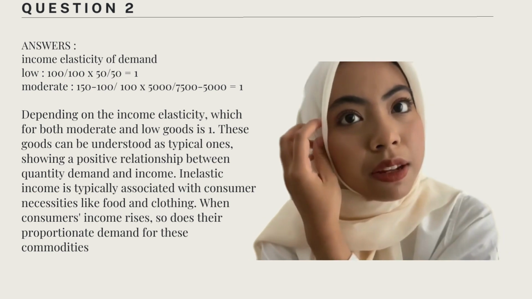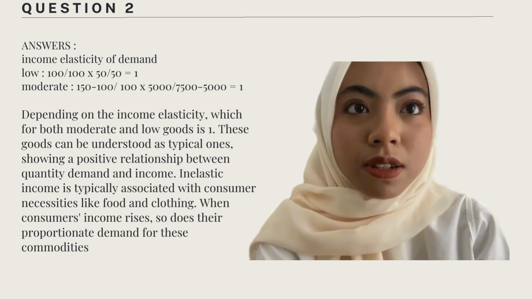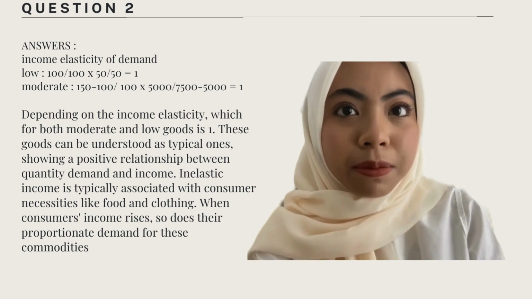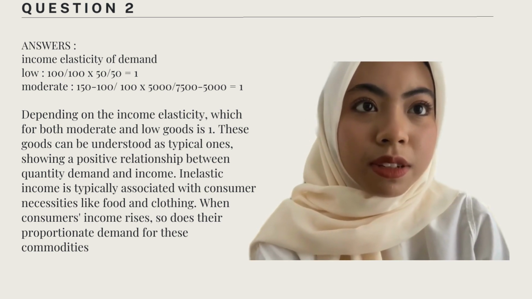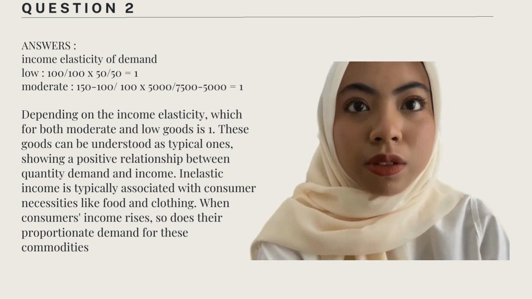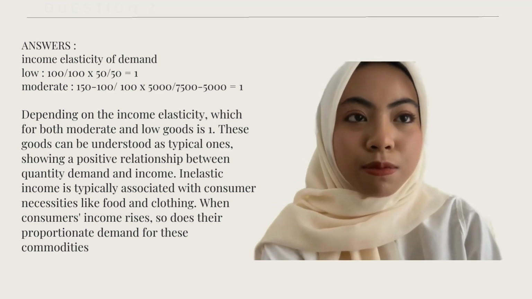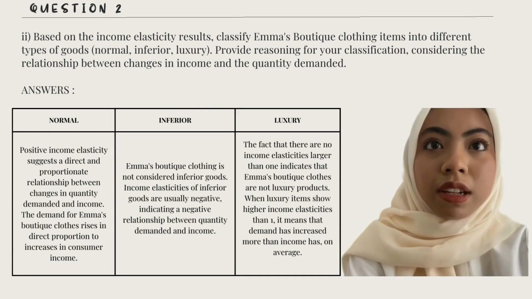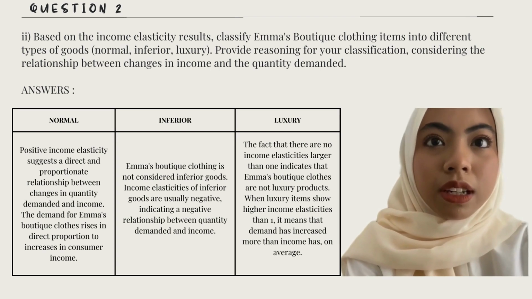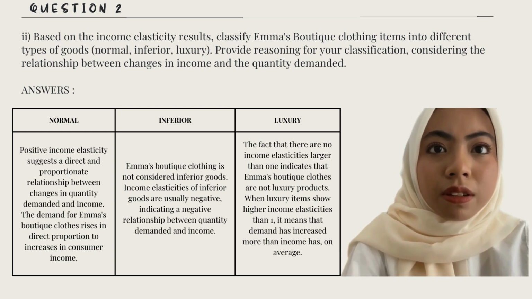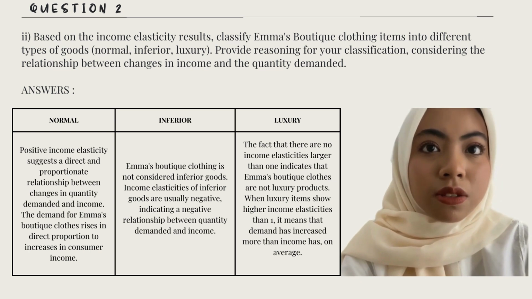These goods can be understood as typical ones, showing a positive relationship between quantity demanded and income. Inelastic income is typically associated with consumer necessities like food and clothing. When consumers' income rises, so does the proportionate demand for these commodities. For normal, positive income elasticity suggests a direct and proportionate relationship between changes in quantity demanded and income. The demand for Emma's boutique clothes rises in direct proportion to increases in consumer income.